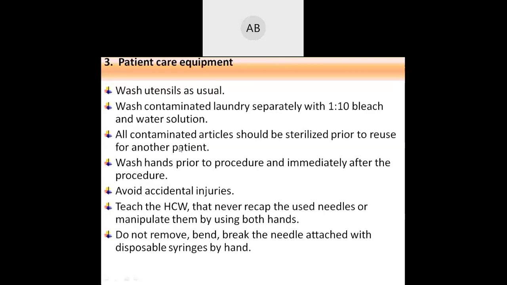Next is how you will take care of the patient care equipment. Wash the utensils as usual. Then wash the contaminated laundry separately.